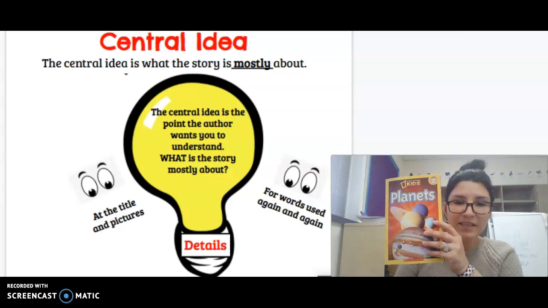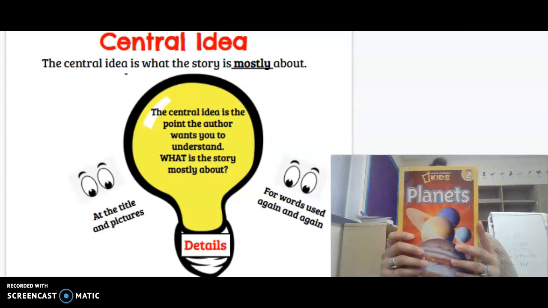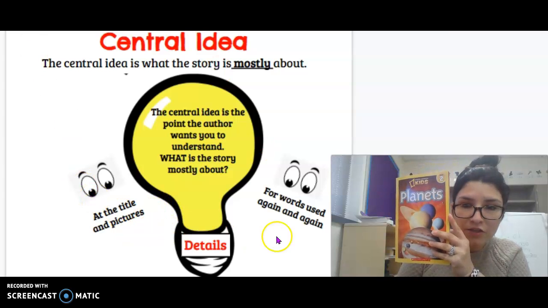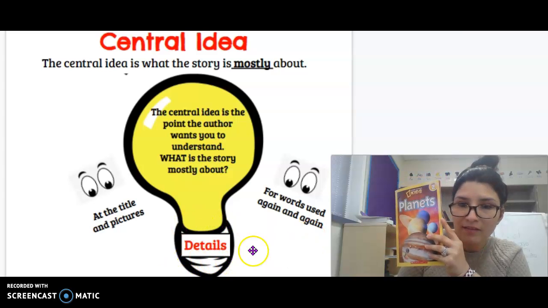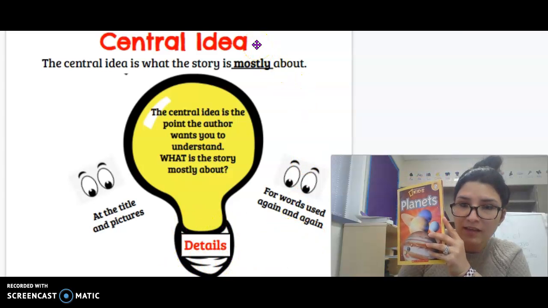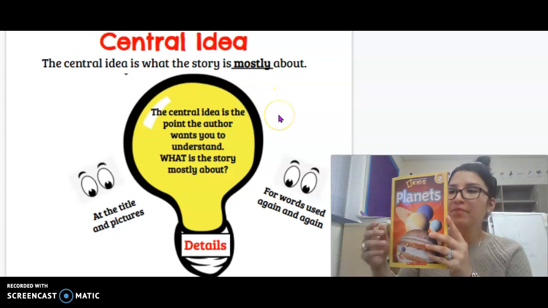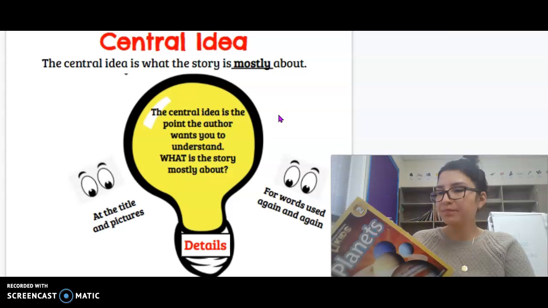So here's my example. The title is Planets, right? So we're looking at the title, pictures, and words that are said over and over again. These are going to be our details that are going to help us figure out the central idea, what the story is mostly about. Remember, another word for story is text. Okay? So, title is planets. Let's go ahead and look at some pictures.